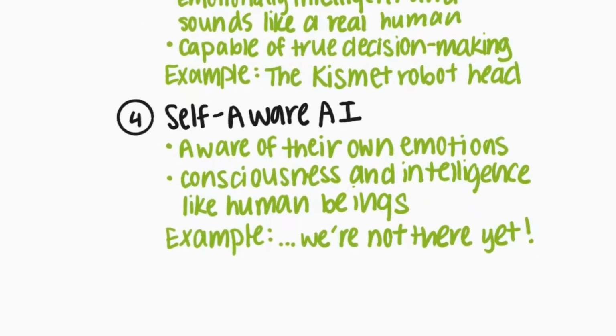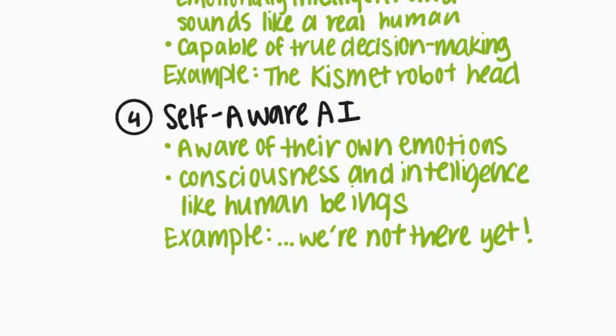And finally, we have self-aware AI, where the AI is aware of its own emotions. It has consciousness and intelligence like human beings, and it has desires, needs, and emotions. And machines with this type of AI will be self-aware of internal emotions and mental states. So they'll feel emotions themselves and also be able to explain why they have these emotions, again, like humans.